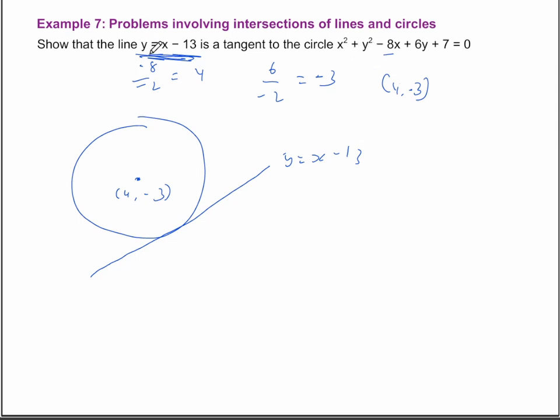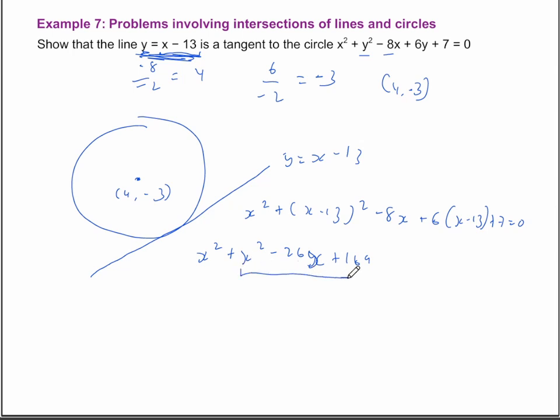So remember, to solve this simultaneously, we just put the y into the y, because those y's are the same. That means we put x minus 13 into that y. We end up getting x squared plus x minus 13 squared minus 8x plus 6 times x minus 13 plus 7 equals 0. We end up getting x squared plus x squared minus 26x plus 169. This is the expansion of this right here. Minus 8x plus 6x minus 78 plus 7 equals 0.